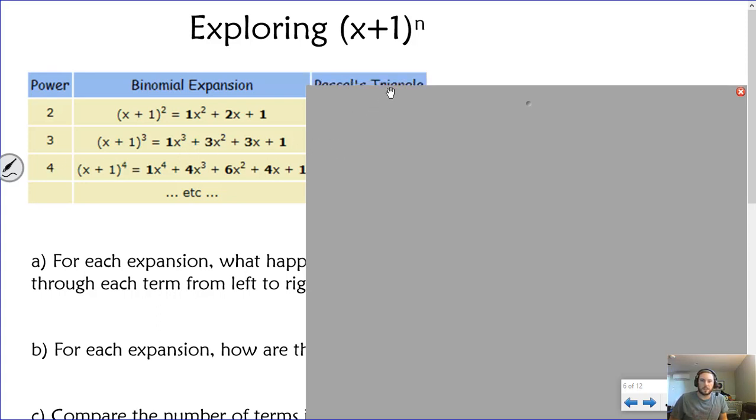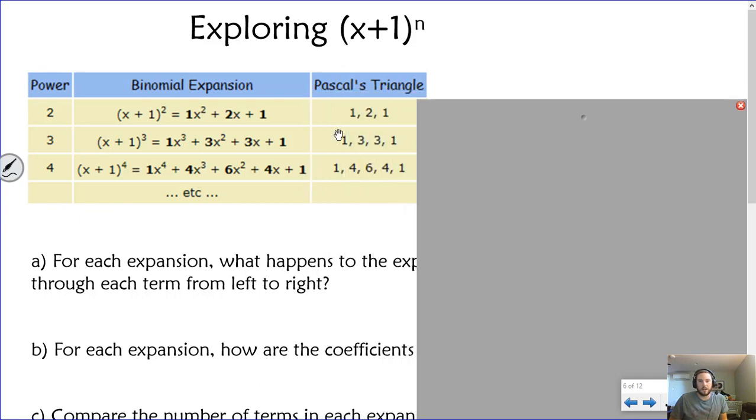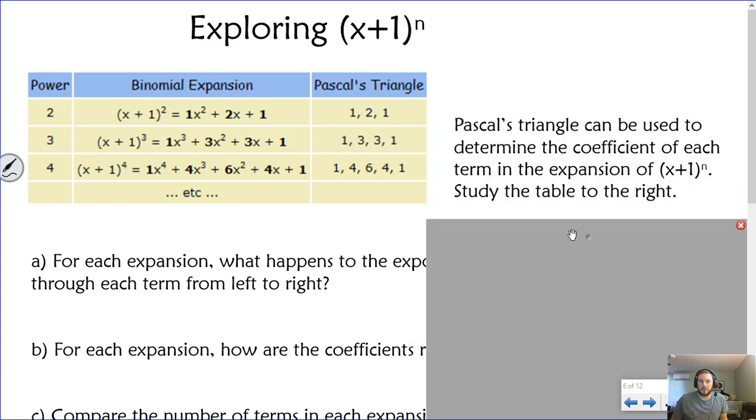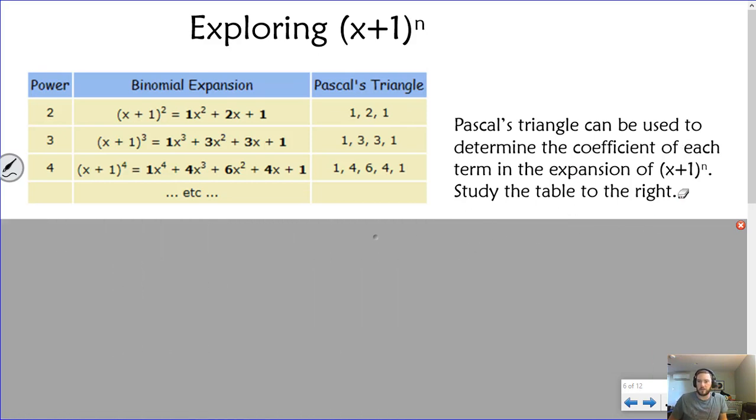And what you'll notice is that the coefficients in front of the x actually end up lining up with the numbers in Pascal's triangle, right? So Pascal's triangle can be used to determine the coefficients of each term in the expansion of x plus 1 to the power n. If we take a look at this table here, what we notice is that all the coefficients when we're doing a binomial expansion are the numbers in Pascal's triangle. So there's a certain power to that, right?